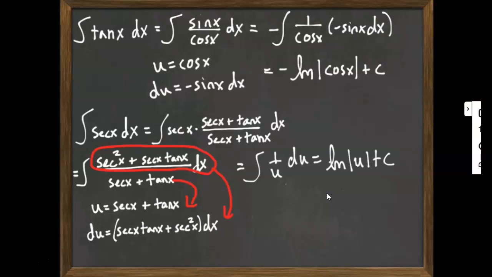That's going to be natural log absolute value, and then we substitute u back in. Ln absolute value secant x plus tangent x, plus a constant. And so now we have the antiderivative: that family of antiderivatives for the secant actually turns out to be the ln of the absolute value of secant x plus tangent x. And in a similar manner, by multiplying both top and bottom by cosecant plus cotangent, you could do the integral of cosecant.